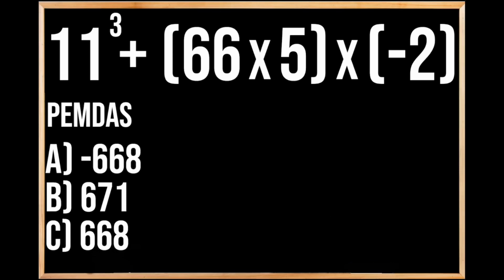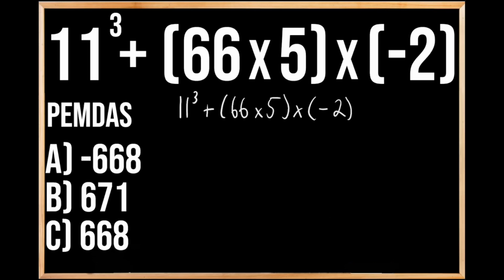Can you solve this math problem most will get wrong? Let's find out. The first thing we're going to do is rewrite this problem down below. So we have 11 to the power of 3 plus parentheses 66 times 5 and parentheses times parentheses negative 2 and parentheses.